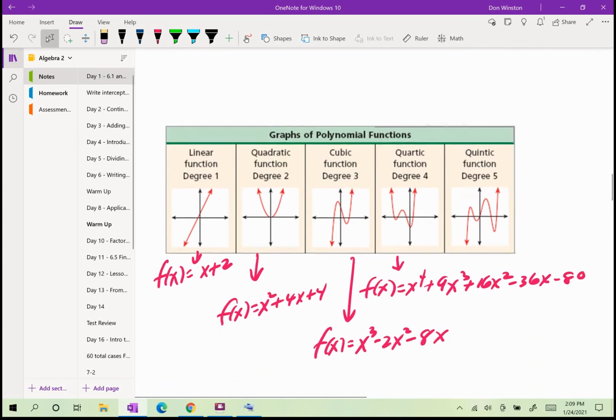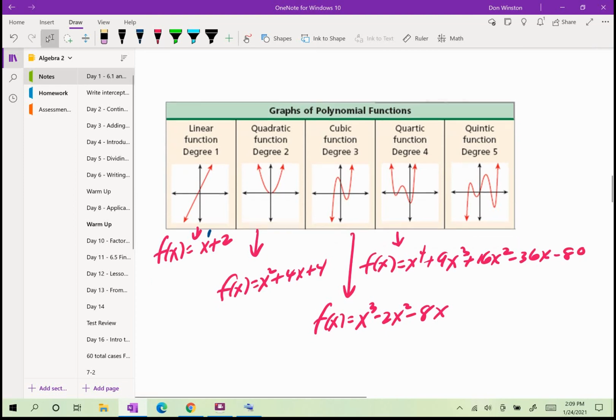Now let's look at graphs of polynomial functions. Here, degree 1 is just a linear function. Degree 1, that's x raised to the first. That's a linear binomial. We have a quadratic function, degree 2, like x squared plus 4x plus 4. And then I have a cubic function, so like x cubed minus 2x squared minus 8x. That would be a cubic trinomial.